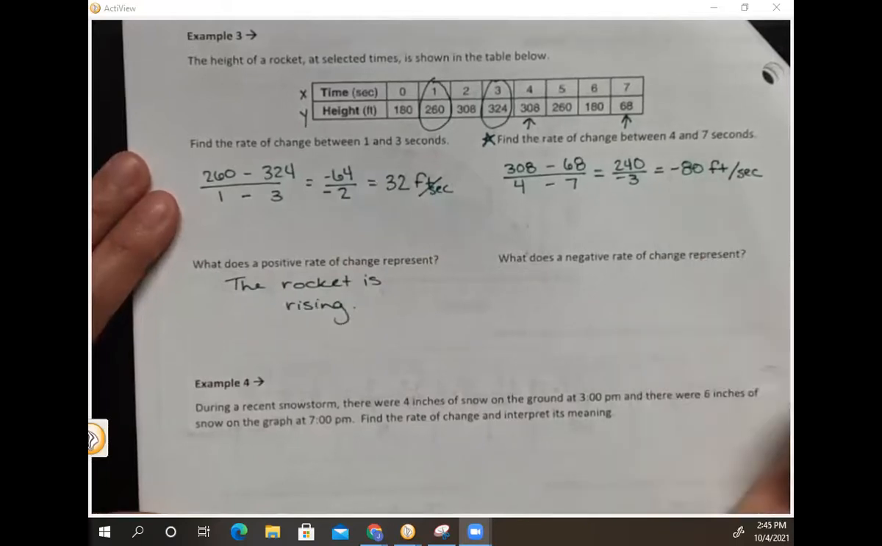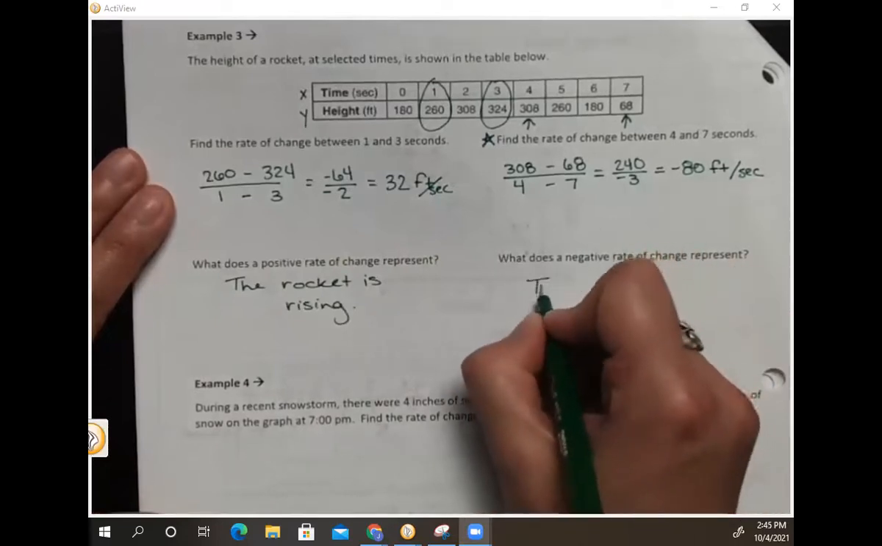Our second rate of change was negative. What does that tell us? Go ahead, Kelly. Yeah, the rocket's falling. It's coming back down.